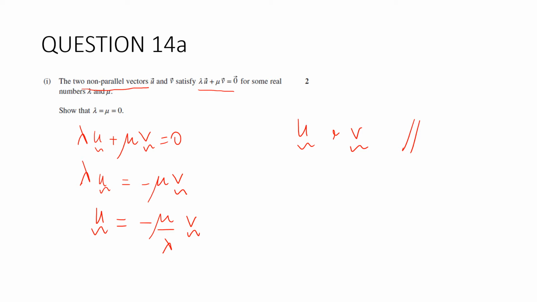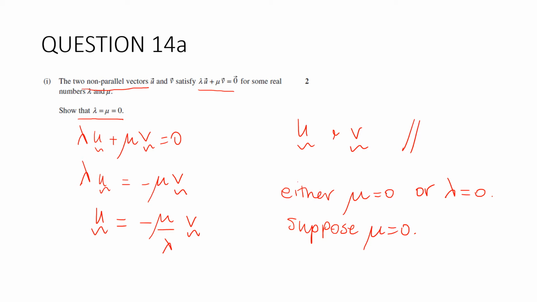So that means either mu is equal to 0 or lambda is equal to 0. Now we need to prove that they're both equal to 0. So let's suppose that mu is equal to 0. So that means that this vector here, coming from here, would be equal to the 0 vector. But that is not true because neither of these vectors are 0. So therefore mu has to equal 0 and lambda has to equal 0.